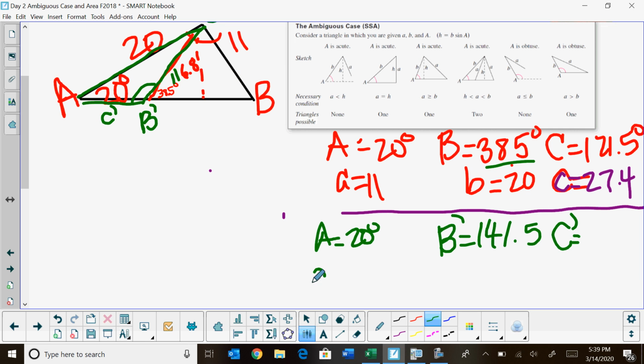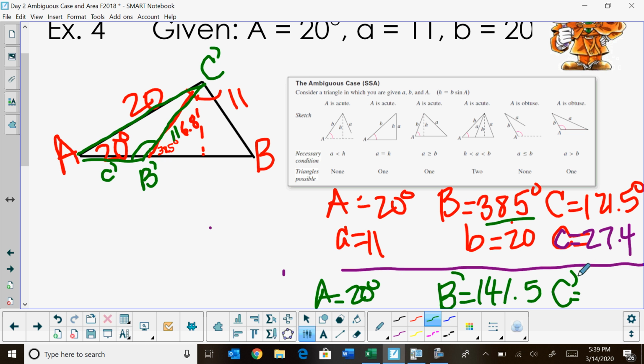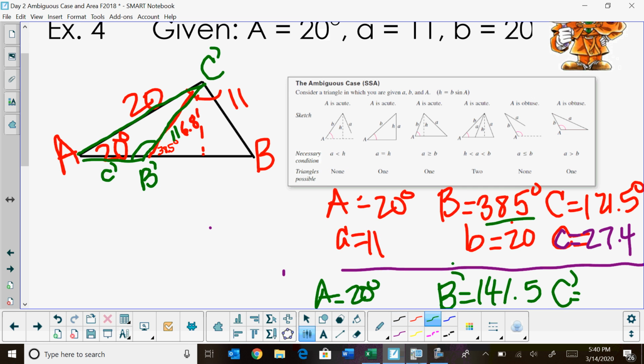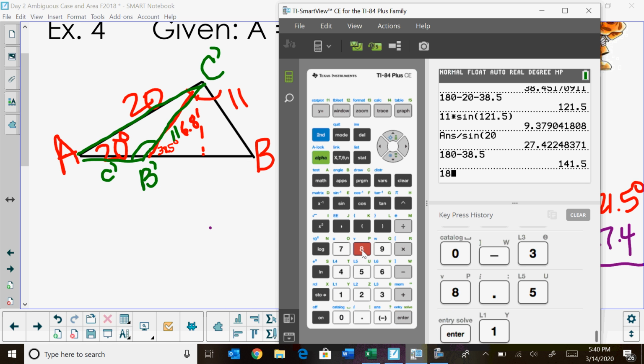Okay, little side a, still 11. That was a given. Side b, that was also a given. It's 20. But side c, we're going to call that little c prime. We don't know yet. Well, the easiest one to get, of course, is this C prime, because we know they just add to 180. So we're going to take 180 minus angle A, which is 20, minus B prime, which is 141.5, and that gives us C.